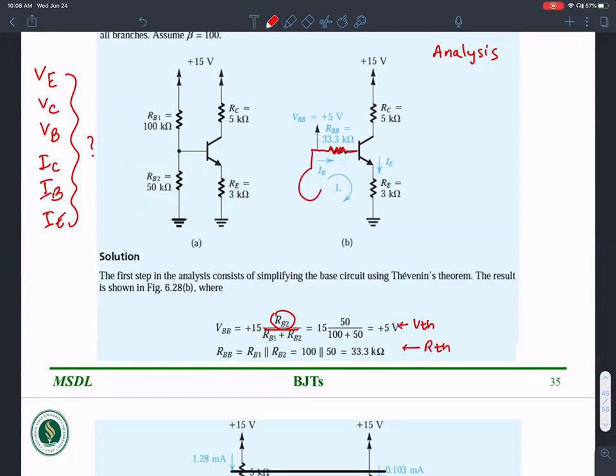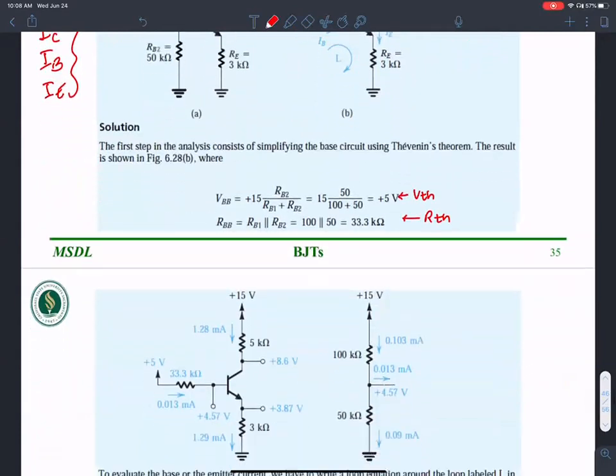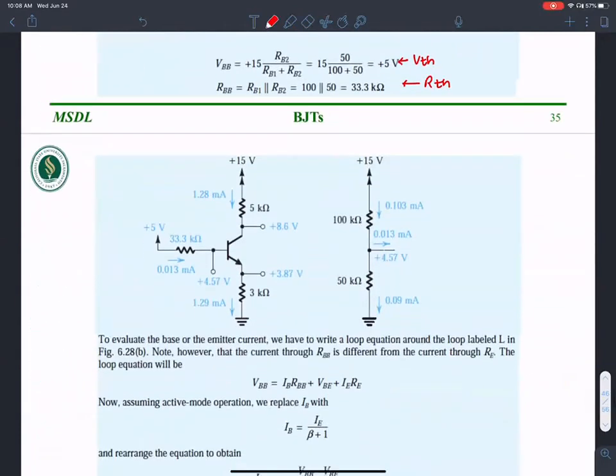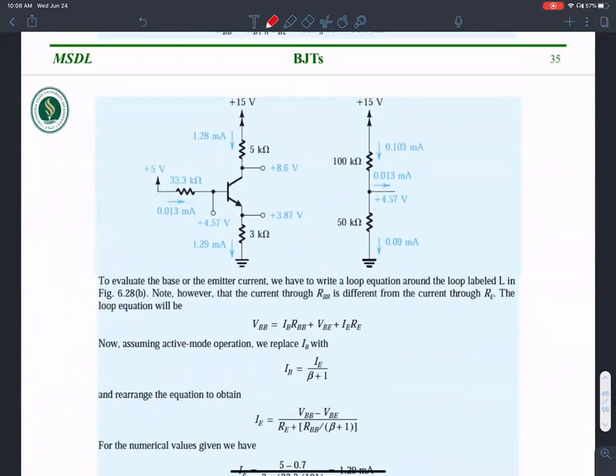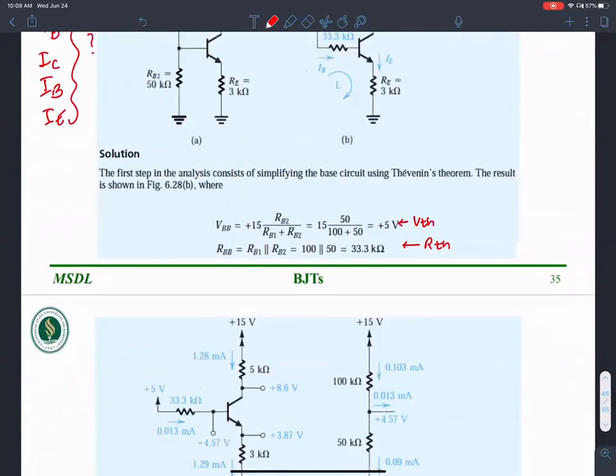So what I have simply done is to replace this voltage divider using its equivalent resistance and Thevenin voltage. That's all we have done here, just so we can write a loop equation around it. Then we have to evaluate the base emitter current. We want to write a loop equation around the loop over here. Where's the loop? There's a loop over here.